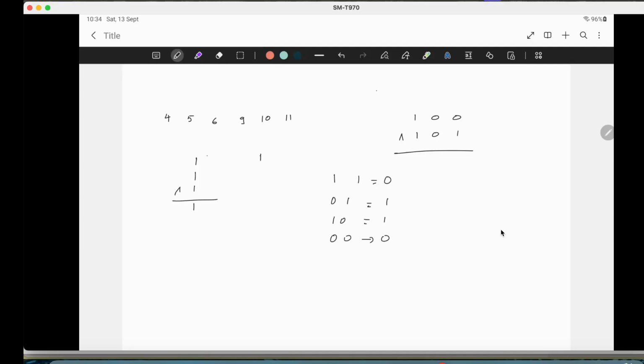At any point in time, if we have an even number of ones, okay, ones meaning the set bits that we have, that is what I'm counting, then the answer is going to be 0. So that's how this operation basically looks.